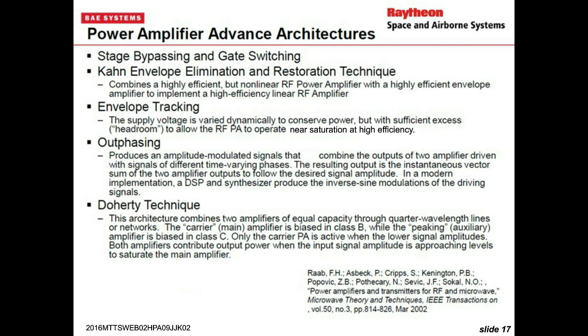The EER, also called LINC, combines a nonlinear power amplifier, which is your envelope amplifier, and impresses upon it a modulation with a linear drain modulation amplifier to form a high efficiency linear amplifier. Envelope tracking typically dynamically varies supply voltage to conserve power, but follows the signal with sufficient excess headroom to allow the PA to operate near saturation at high efficiency. But like all power amplifiers, it is nonlinear, so it does produce distortion, and I'll talk about that in a bit.